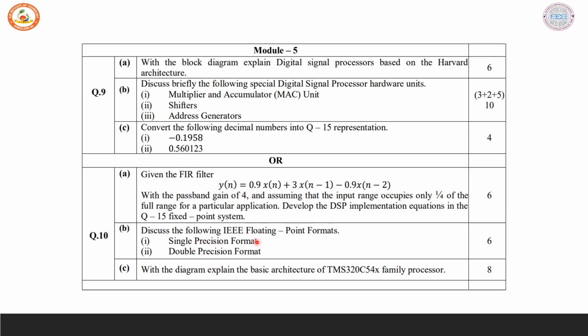To discuss the formats of IEEE floating point, single precision, double precision, totaling 6 marks. With a diagram, explain basic architecture of TMS320C54XX. The total is 8 marks. So most of the questions have been appearing from within the prescribed text.